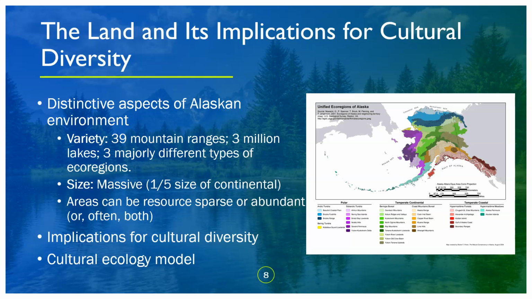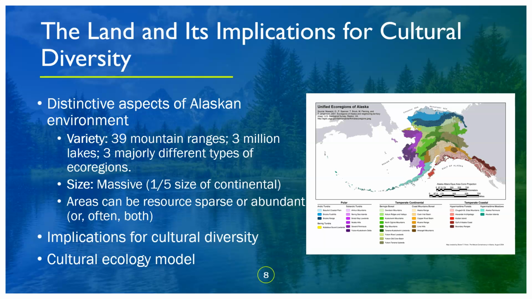First of all, it's very diverse. It has 39 separate mountain ranges, 3 million lakes, and 3 majorly different types of ecoregions. And what I mean by that is that we have essentially kind of tundra polar kind of stuff going on up here. We have essentially temperate forest, and then we also have kind of temperate coastal zones, as you see listed here. You have kind of blendings of things like boreal forests and rainforests, and again, tundra. And it makes for a landscape that's very diverse in terms of the types of habitats, and also very diverse geologically, right?